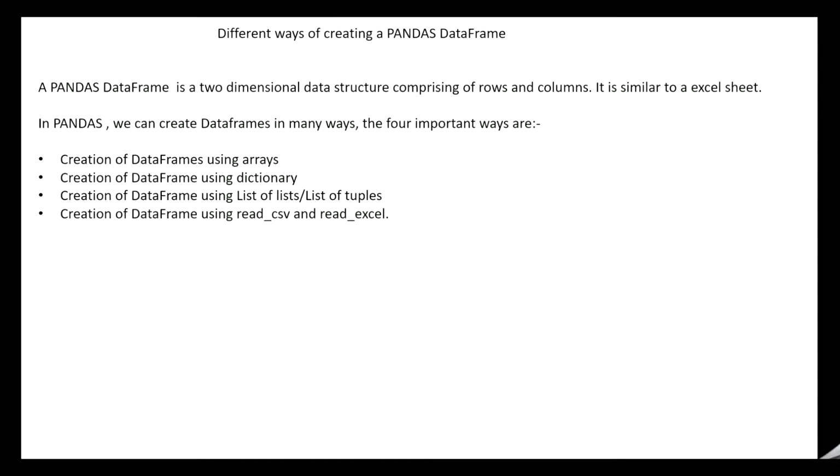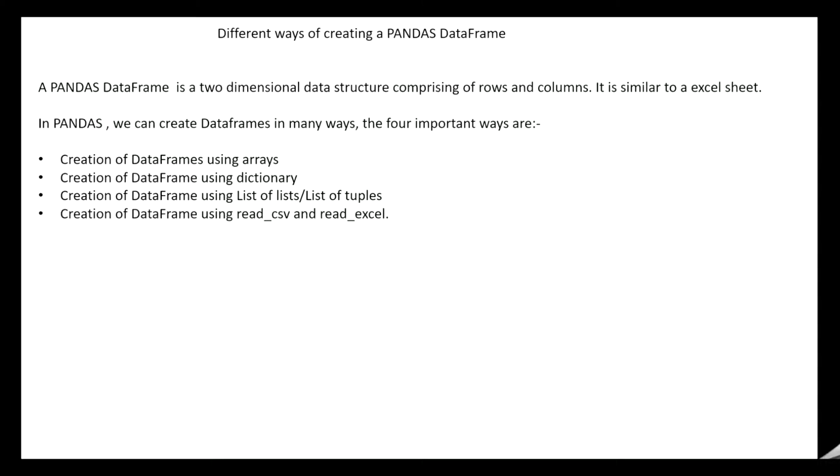In the earlier session, we had seen how to create a Pandas series, the different ways of creating a Pandas series. And in this session, let's see the different ways of creating a Pandas data frame. So what is a Pandas data frame? It is a two-dimensional data structure comprising of rows and columns. It is similar to an Excel sheet because in Excel we have both rows and columns, so we can treat a Pandas data frame similar to that of an Excel sheet.